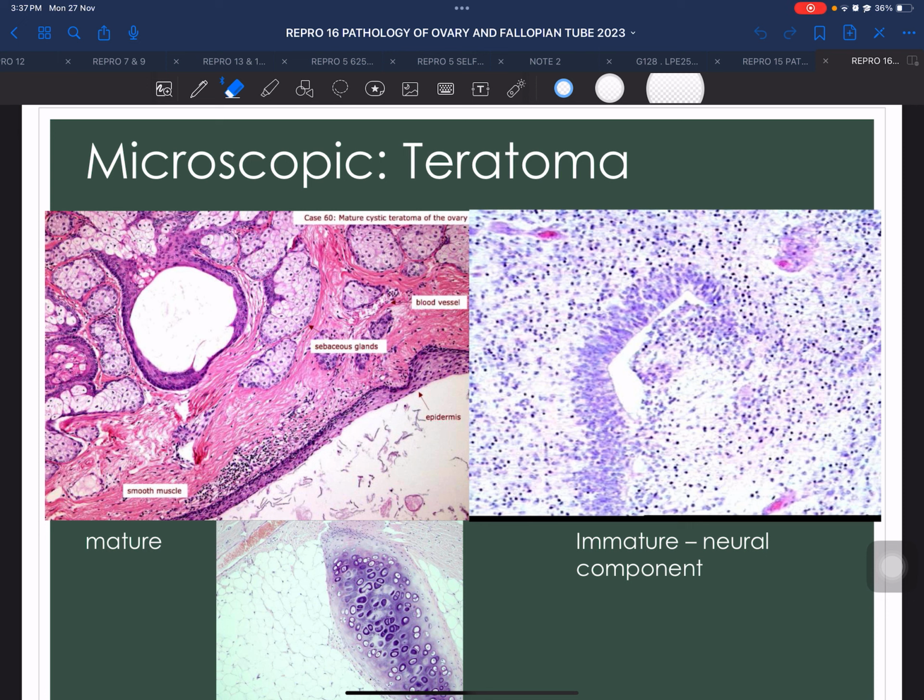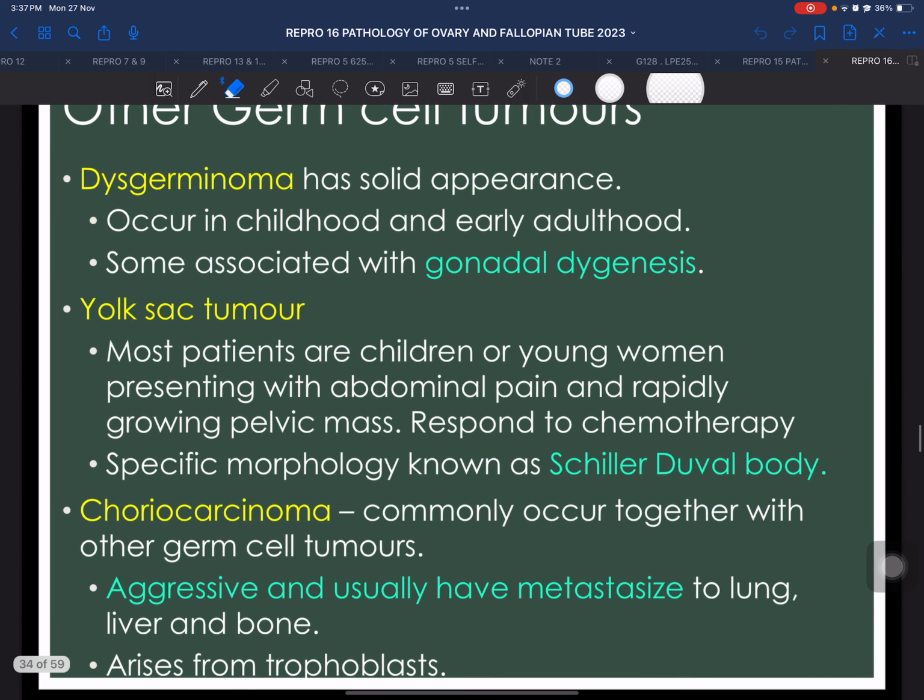Okay. So you also have other malignant types of germ cell tumors. Okay, which is the dysgerminoma, solid appearance, occurs in childhood, okay, yolk sac tumors. Mostly patients are young, and children, okay. They respond to chemotherapy. For choriocarcinoma, okay, they are quite aggressive and usually metastasize to the lung. Okay, they arise from the trophoblast.